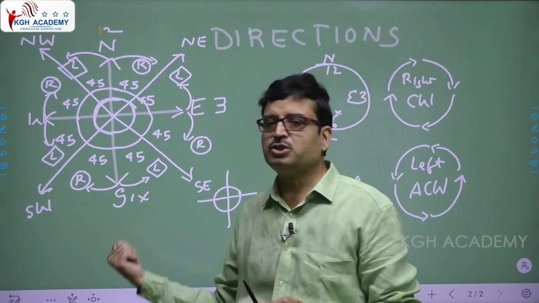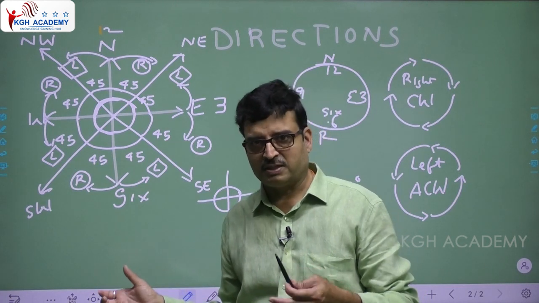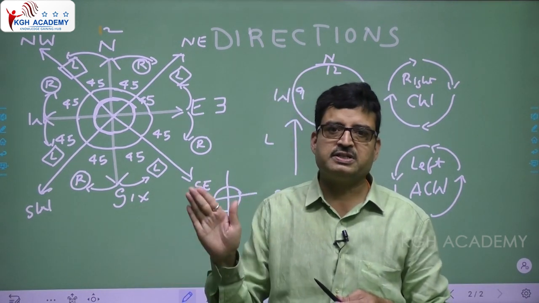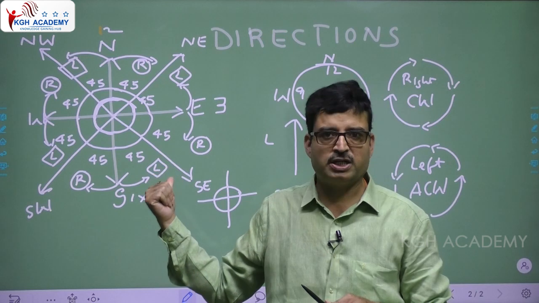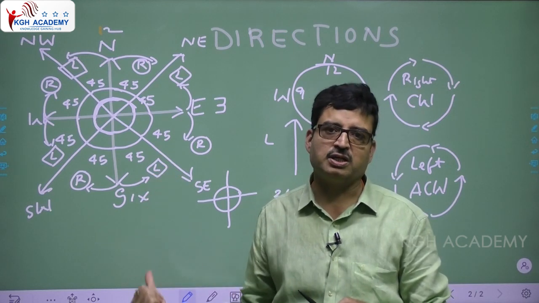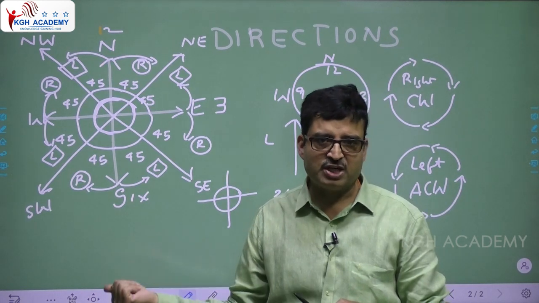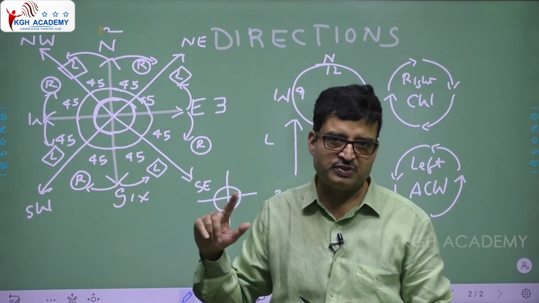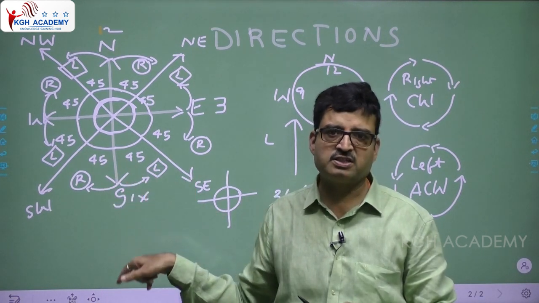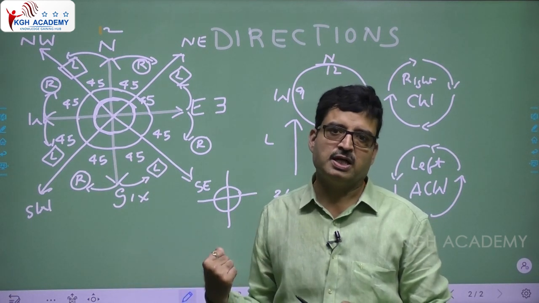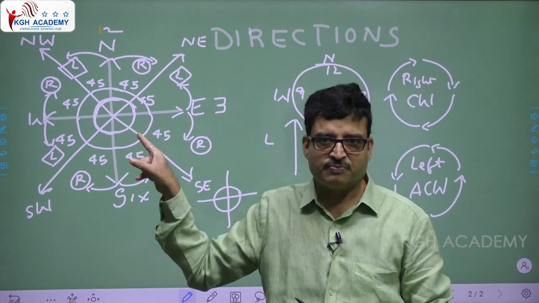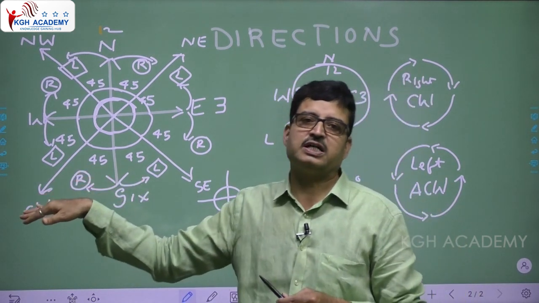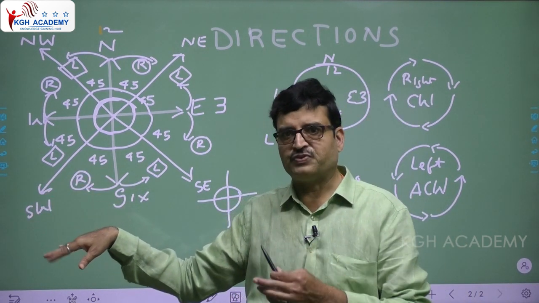Now, please note, this you have to practice. How? For example, if I ask you like this, when a person is facing north direction, he turned right, that means facing eastern direction. When a person is facing south direction, he turned left, is facing eastern direction. When a person facing western direction, he turned left, is facing south direction. When a person facing eastern direction, he turned left, is facing northern direction. When a person facing western direction, he turned right, is facing northern direction.